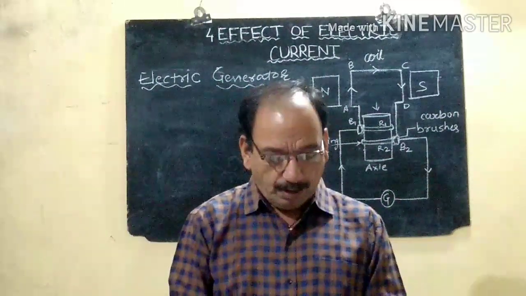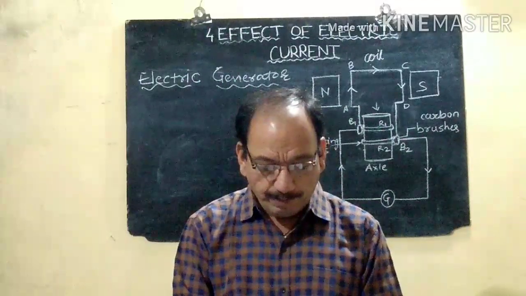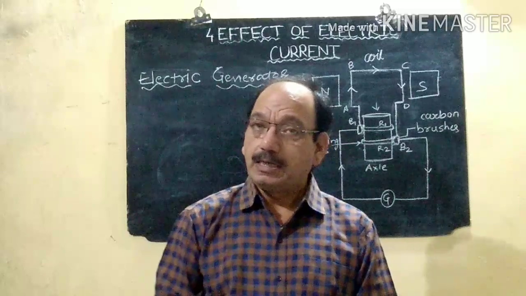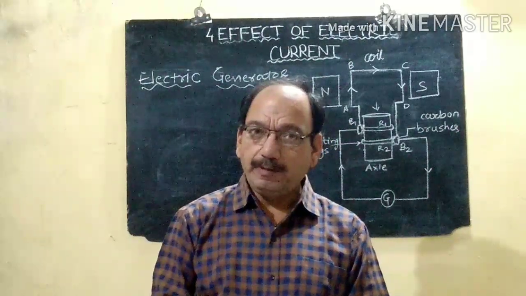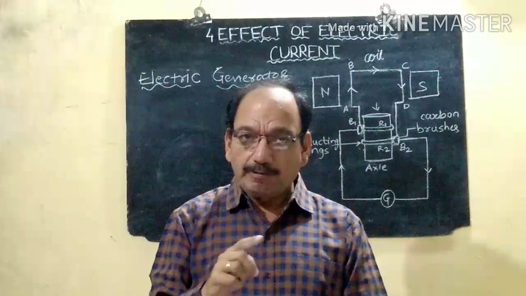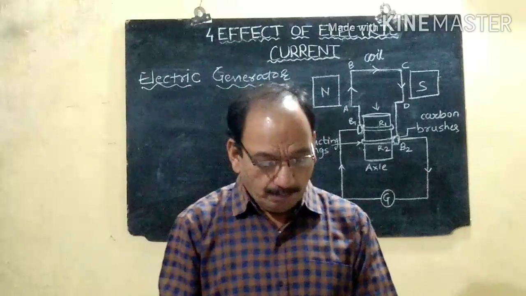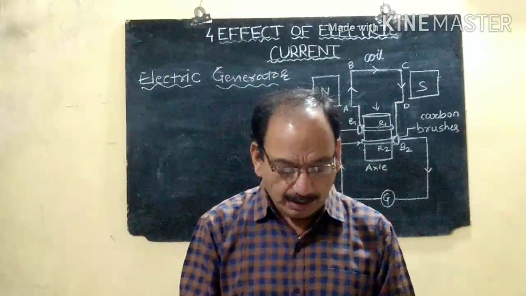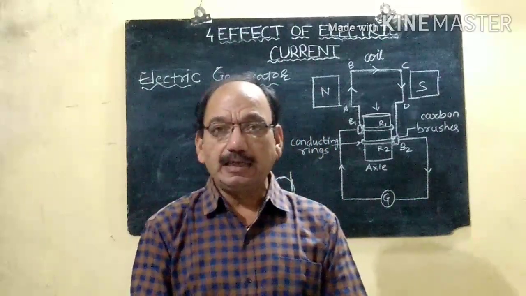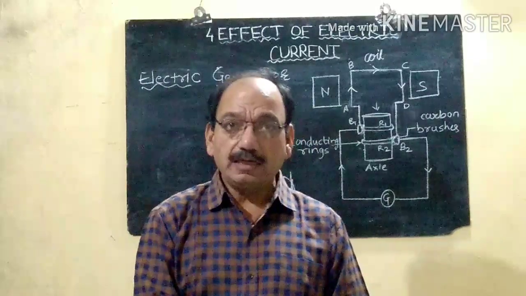So then the external current flows from B1 to B2, that is opposite to the previous half. In the previous half, current passes from B2 to B1. In the next half, the current passes from B1 to B2. Means this is repeated after every half rotation, and alternating current is produced. This is nothing but the alternating current generator.